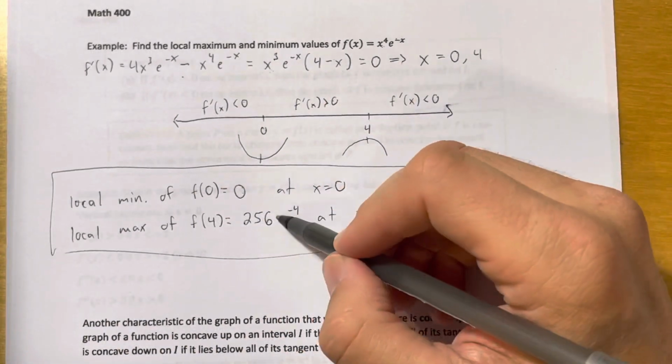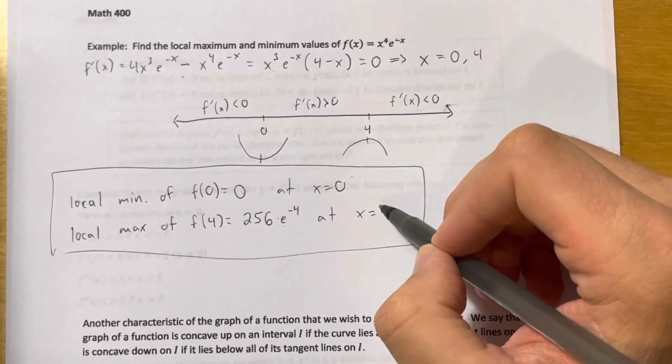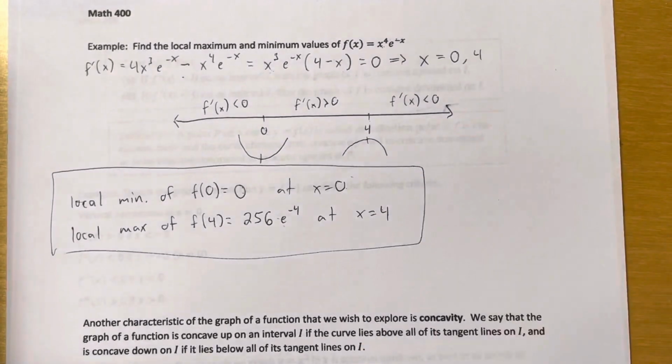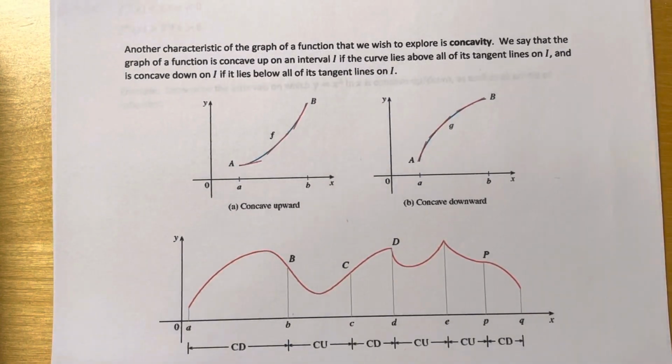Okay, these are the minimum and maximum values, not these. These are the critical numbers at which those minimum and maximum values occur. It's easy to get those mixed up sometimes. All right, moving along. We've done some work with the first derivative, but I did mention that we're going to use the second derivative here, and that's where we're headed next.